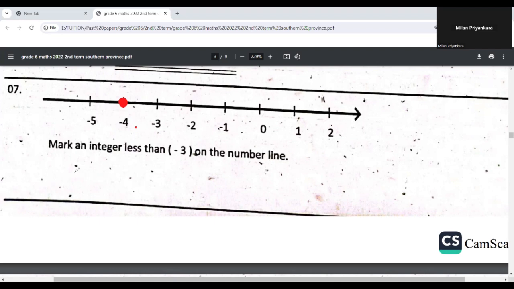If someone has marked -5, that is also right. But you need to understand an integer. That means only one integer you have to mark on this number line, right? And it has to be less than -3. And you know, all the way down to the left side, all are less than -3. If you go to the right side from -3, all these numbers are greater than -3, right?